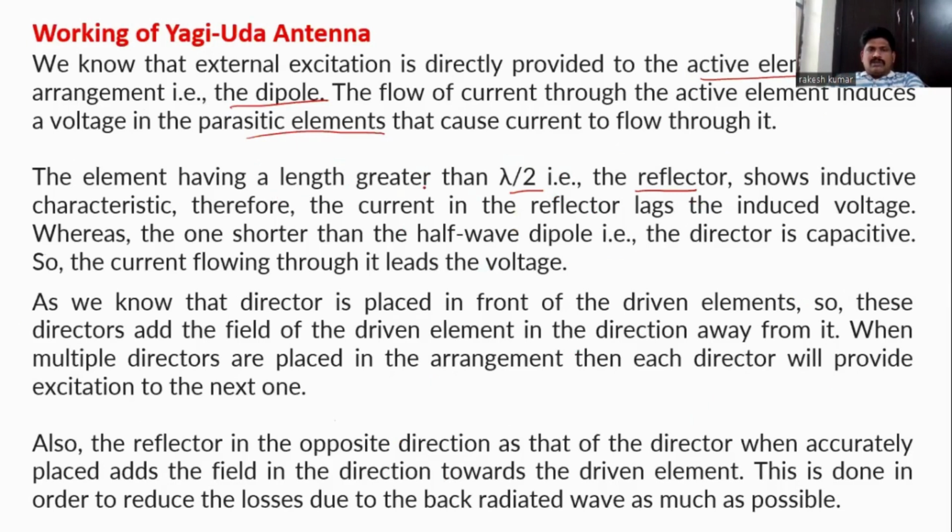The element having a length greater than lambda by 2, that is the reflector, shows inductive characteristics. Therefore, the current in the reflector lags the induced voltage. Whereas the ones shorter than the half wave dipole, the directors, are capacitive. So here current leads the voltage. Since the directors are less than lambda by 2, they are capacitive.